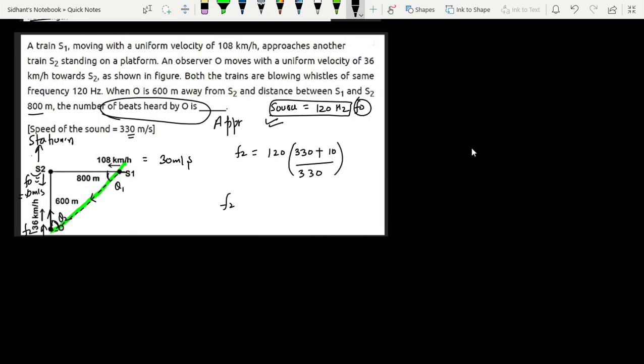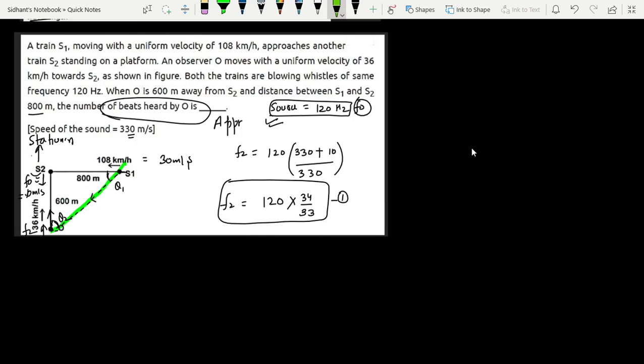Now F2 comes out to be how much? This comes out to be 120 multiplied by, just try to solve, 340 by 330. So we'll solve it. It will be around 334 by 30. Please check it. Yes, sir. Right. So this is one particular case, and I'm writing this as equation number 1. I'm not solving it. Let this be equation number 1. Okay, now let's consider the other one.